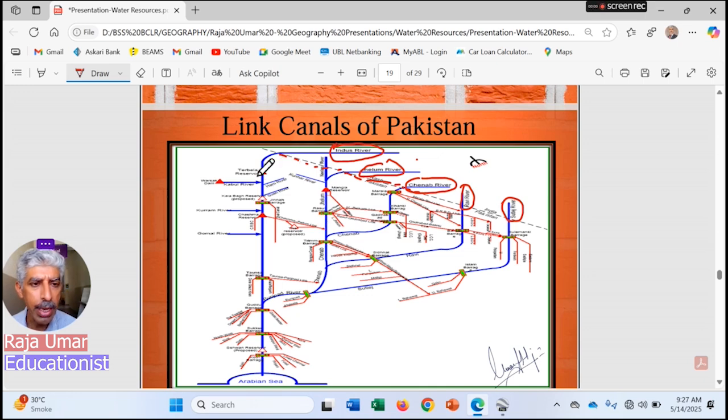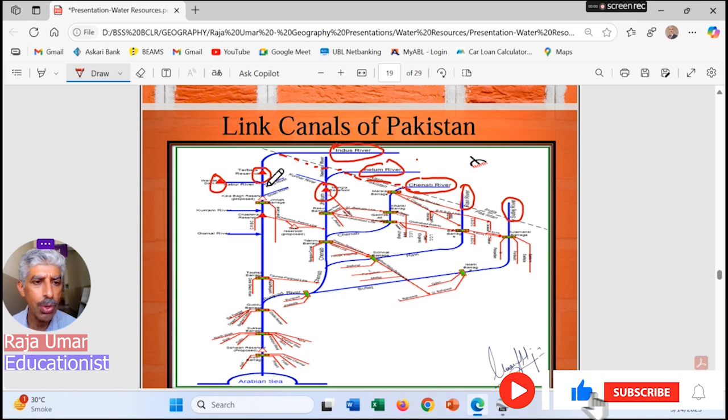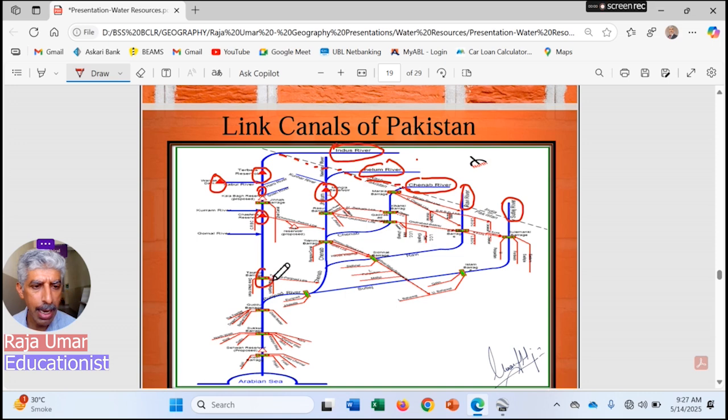You can see that here we have Tarbela Dam. Here we have Warsak Dam. We talked about these dams yesterday, and here we have Mangla Dam on River Jhelum, and again here we have Jinnah Barrage at this point, then Chashma Barrage, Tonsa Barrage, Guddu Barrage, Sakhar Barrage, and Kotri Barrage. So these barrages are on river Indus.